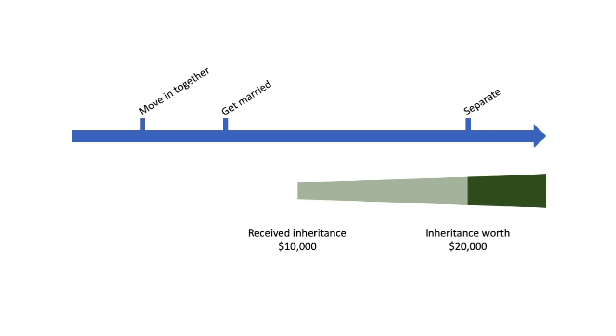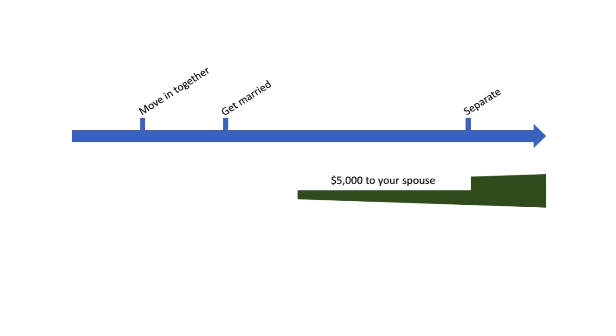And as a result, the value of the inheritance now really doesn't matter. So you have to share 1/2 of the increase in value, and here's the math. $5,000 goes to your spouse, which is 1/2 of the increase in the value between the date that you received the inheritance and the date that you separated.